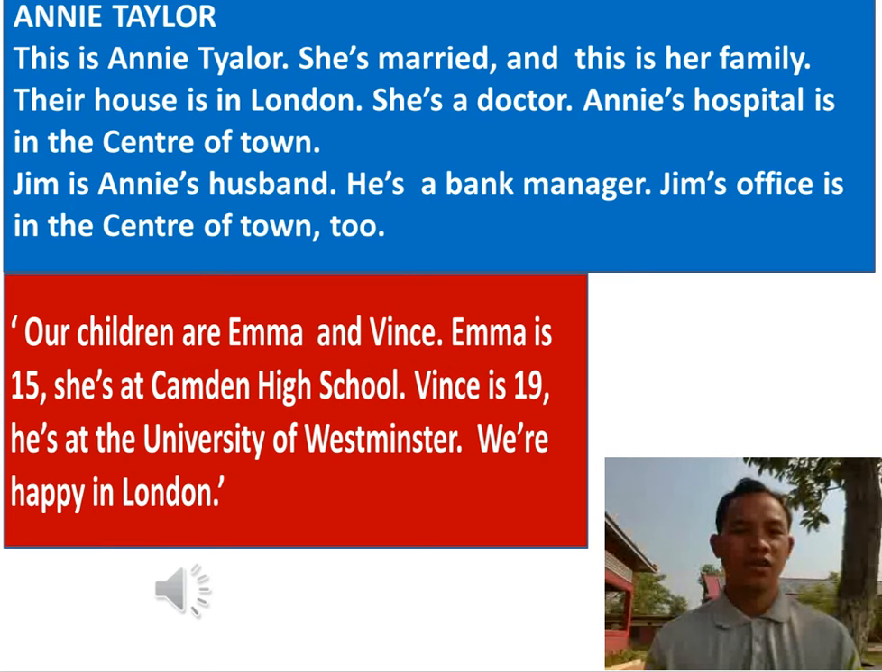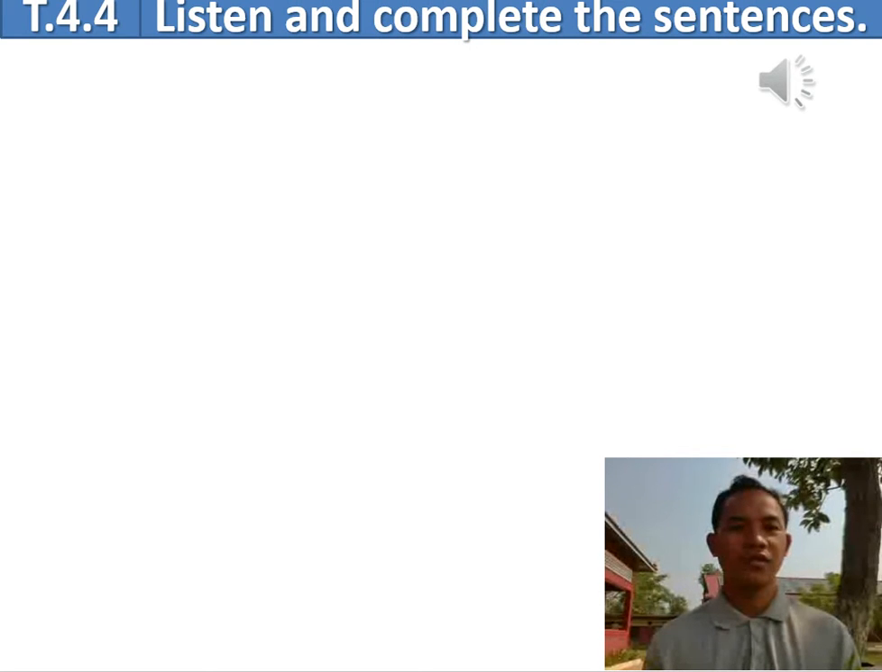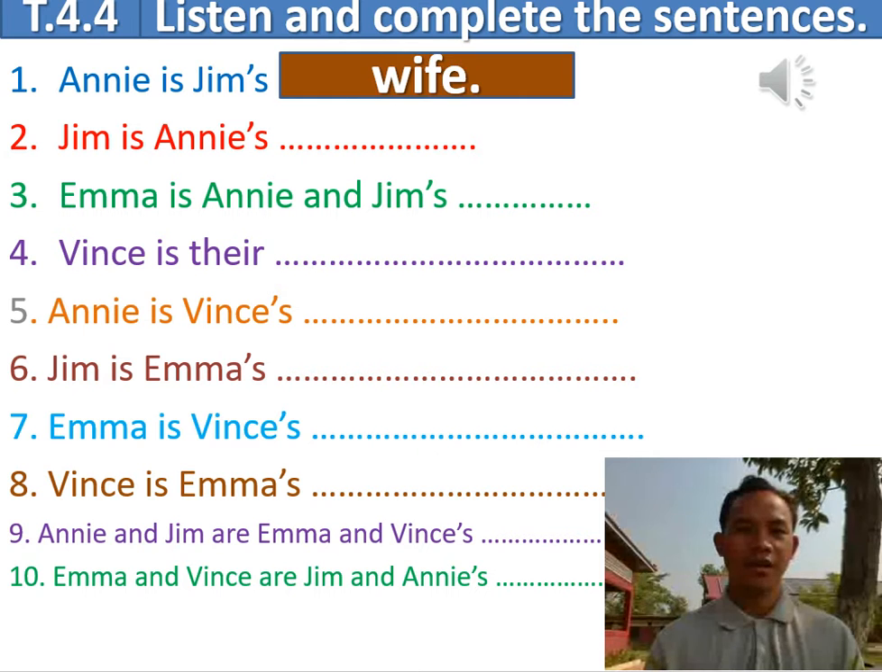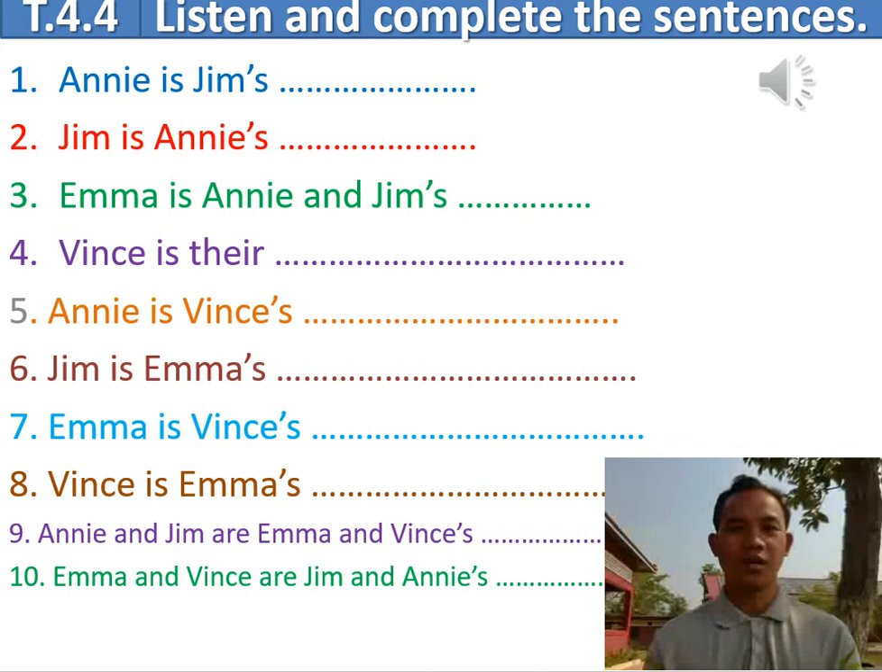Here is the text that we are going to look at together. We are going to see a little bit about Annie Taylor. Then let me go to the next one. I want you to see here 4.4, listen and complete the sentences. Everything is here, but before we complete this, just take a look at these questions for a moment.